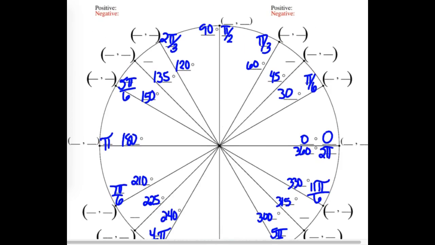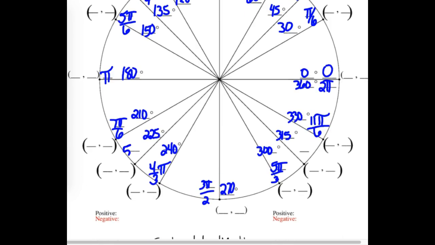For the 45s, we're counting in what fraction? Fourths, right? We're taking that top half and splitting it into 4 parts. So our first one is going to be pi over 4. Straight up is 2/4, right? Over here, 3/4. 4/4 would be 1 pi. Down here, we're at 5/4. Straight down 6/4. Over here, 7/4. Okay? So if I ask you to give me degrees and radians, can we do that?